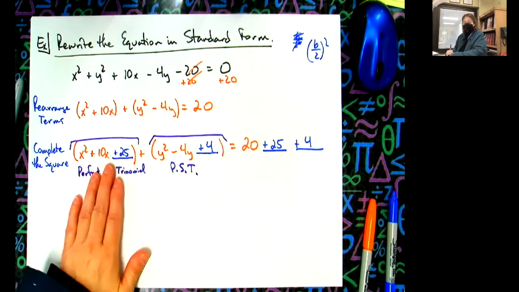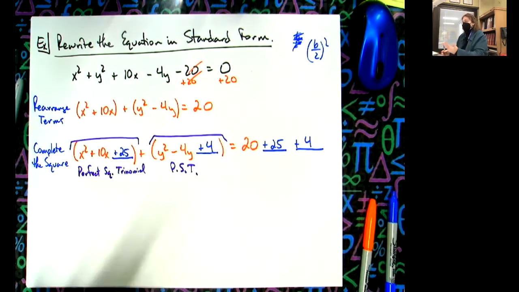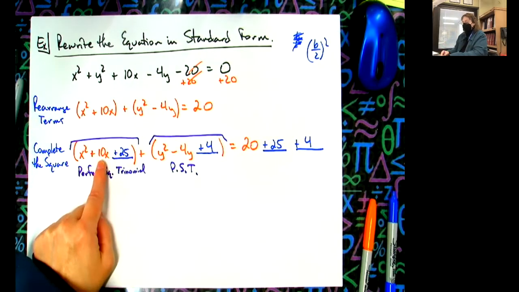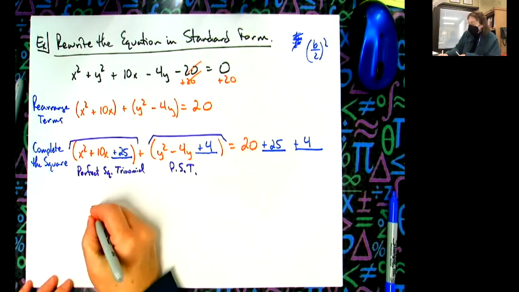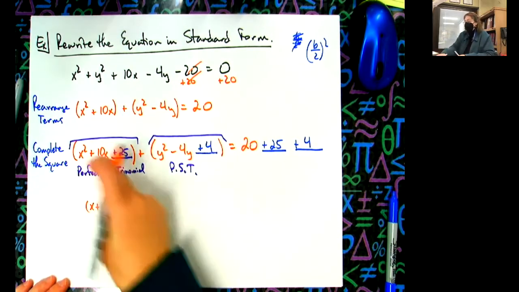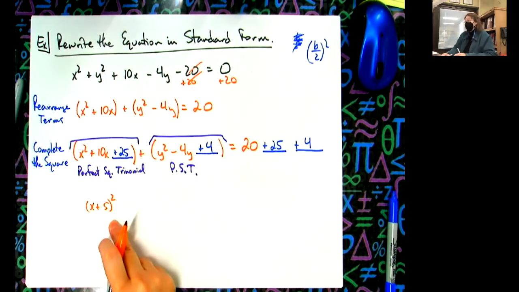When this factors, I should have an x plus something and an x plus something. I should have two of the exact same things. Well, it's going to be x plus 5 times x plus 5. It's half of that middle term. So it factors really nicely into an x plus 5 quantity squared. This trinomial factors to this. Again, why factoring is so important.